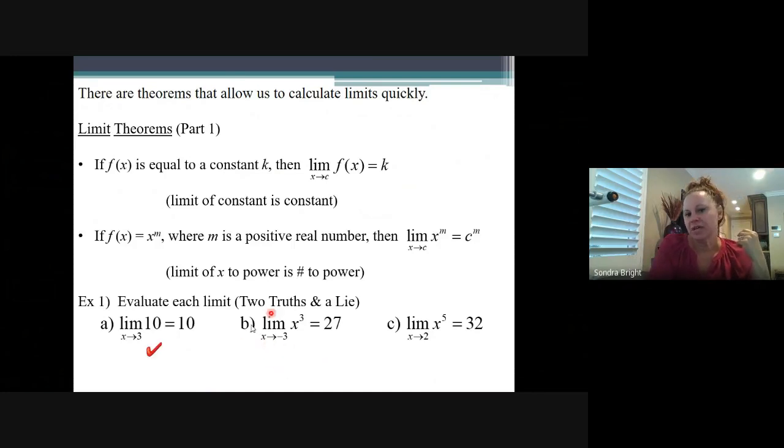Hopefully you saw which one was an issue, but let's go over here. As x approaches 2 of the function x to the 5th, you just plug a 2 in, and 2 to the 5th is 32. So that one is good. This one is the issue. And why is it an issue? Because when you take -3 and you cube it, it's -27. So that one was the false one.